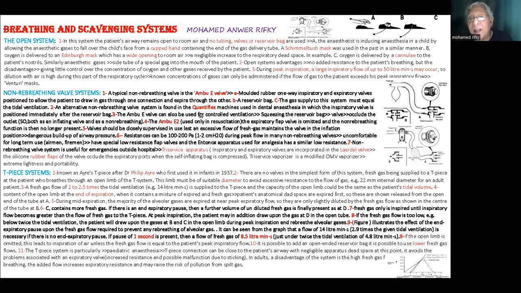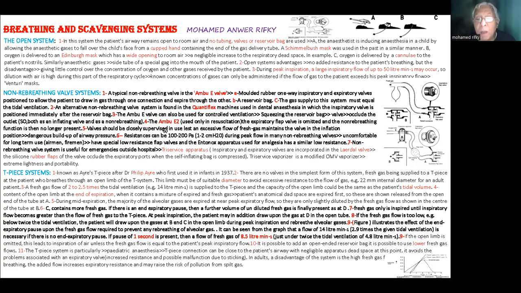This is present in what we call the QuantiFlex machine, which is being used by dental physicians. It can be used for controlled ventilation. Meanwhile, you can use it as non-rebreathing and for controlled ventilation as long as the two valves are present. And this is the figure showing how the valves work during inspiration and expiration.